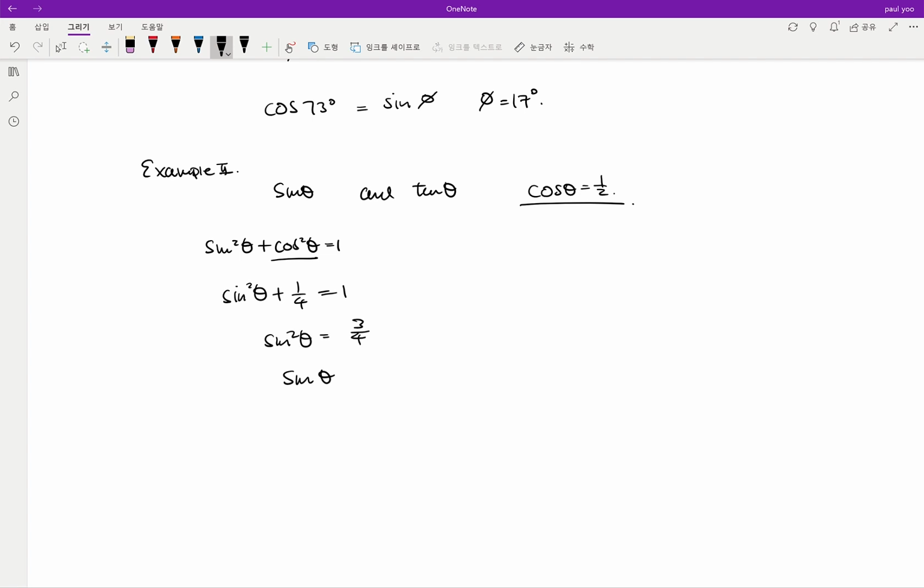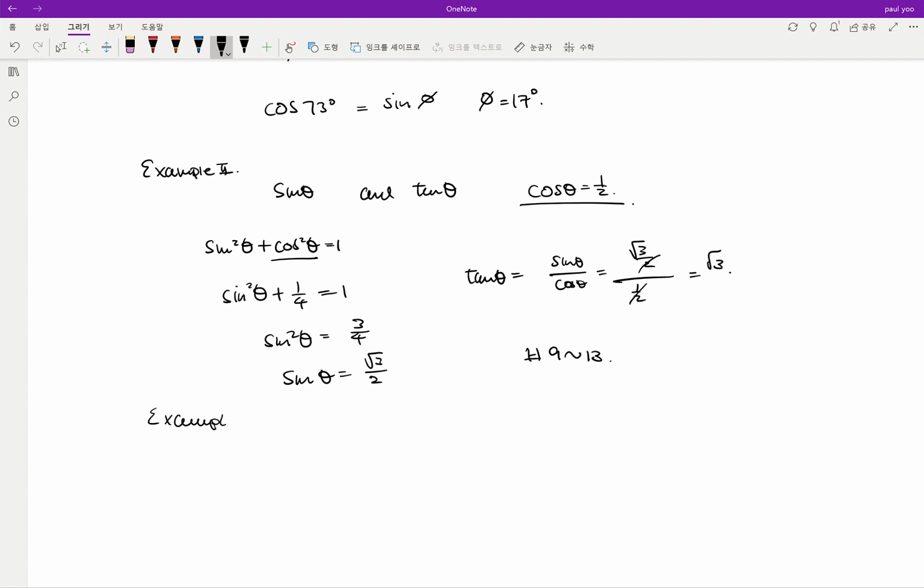Therefore sine theta is going to be root 3 over 2 if you square root both sides, and tangent theta is equal to sine theta over cosine theta, which is root 3 over 2 over 1 over 2. So root 3 will be tangent theta. Then you can try numbers 9 through 13.